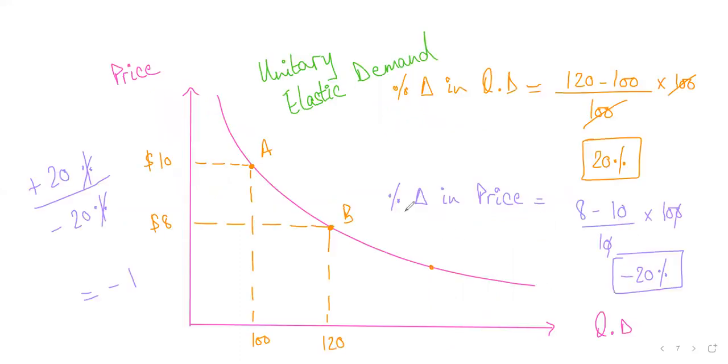Got it? So proportion just means if it's 10%, the other quantity should also change by 10%. If it's 20%, right?